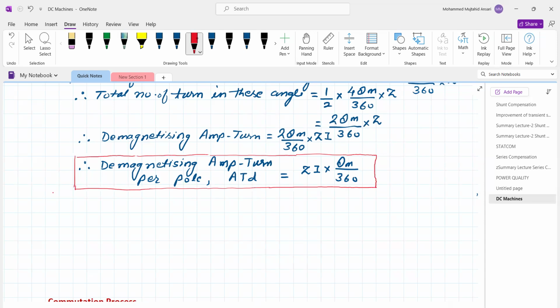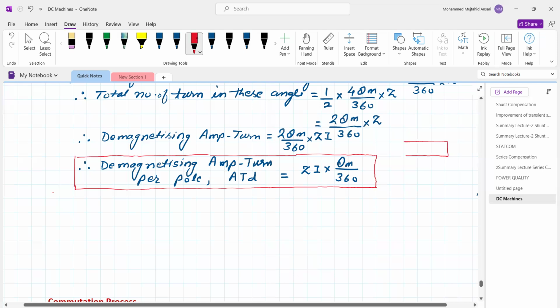So we are writing here ampere turns. Just to know the ampere turns, say this is the electromagnet and there are a number of turns. Two conductors will make one turn. So say the number of turns is n, and the current flowing in the conductors or the turns is I. So we can say that ampere turns is equal to n into I, the number of turns multiplied by current.